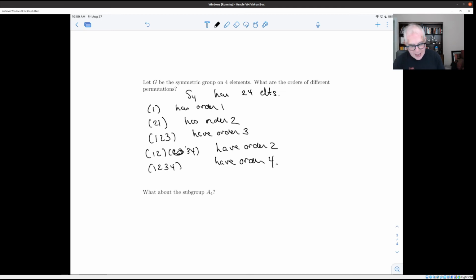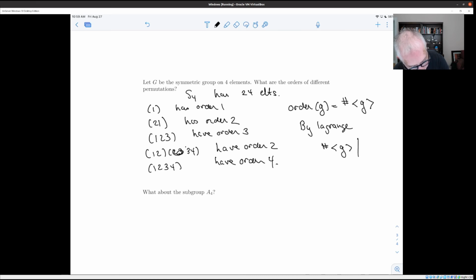So the orders of elements divide the order of the group. And that's a consequence of Lagrange's theorem, because the order of an element is the number of elements in the cyclic subgroup generated by that element. And by Lagrange's theorem, the number of elements in the subgroup has to be a divisor of the number of elements in G.